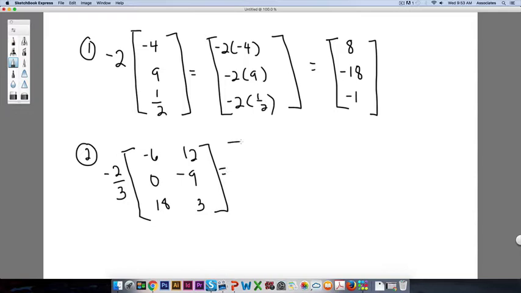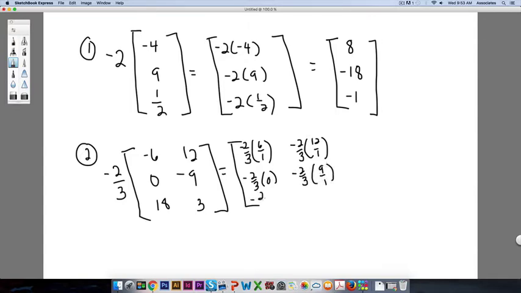So let's go ahead and set this up. I'm going to take negative 2/3 times 6. I'm going to put the 6 over 1 to make it easier. I'm going to take negative 2/3 times 12, put the 12 over 1. I'm going to take negative 2/3 times 0. I'm going to take negative 2/3 times 9, so I'm going to put it 9 over 1. I'm going to take negative 2/3 times 18 and make 18 over 1, and I'm going to put negative 2/3 times 3 over 1. That way they're all set up, just ready for me to cancel.